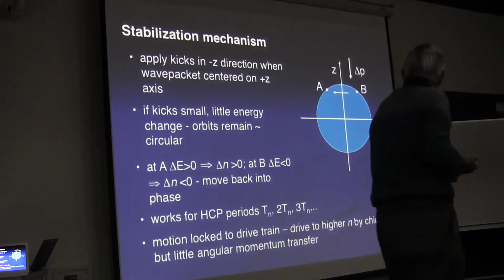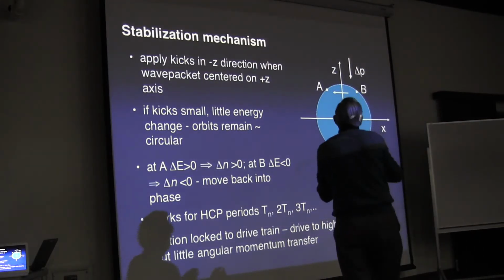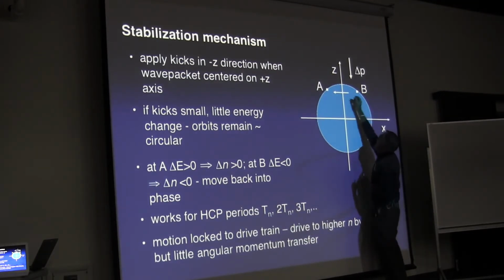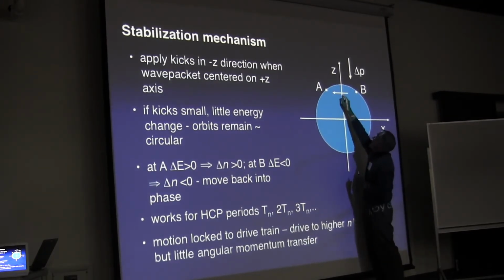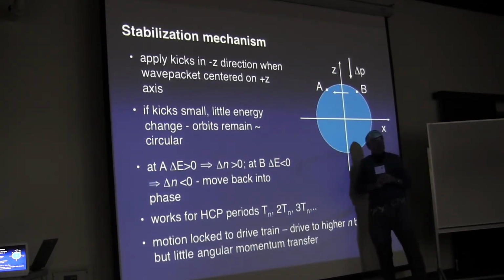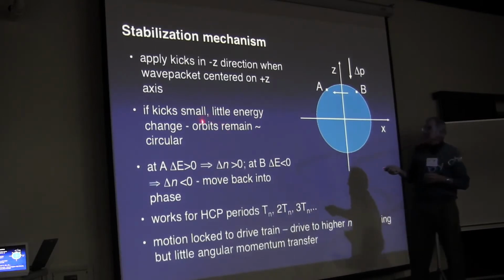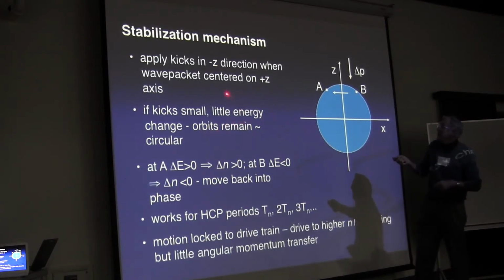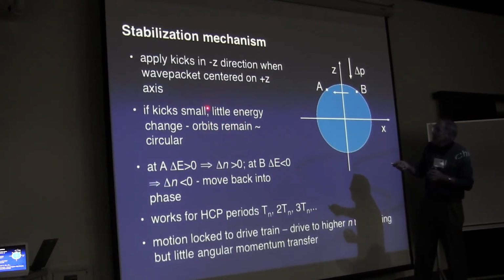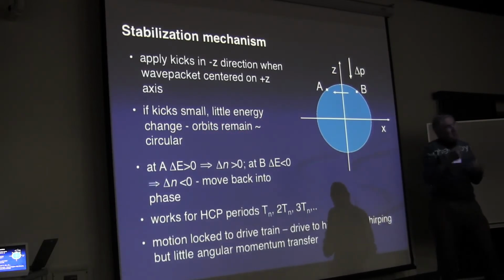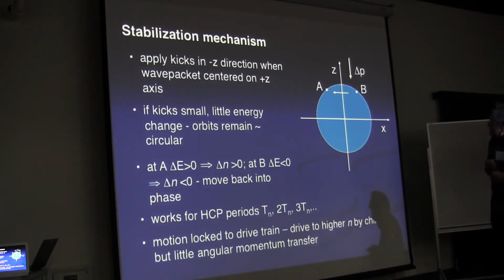Now, that's the hard way of picturing it. Physically, what actually happens? Well, it's much easier to think about it. We have a wave packet that's moving in a circle, right? And when it gets to here, when it's localized on the plus z-axis, we give it a kick in this direction, towards the nucleus. Now, the kicks we use are small. I was telling you, 1% of momentum, a few percent of momentum, okay? So that means that little energy transfer will occur. So the orbits are going to remain about circular. So as I keep kicking it, the orbits are going to remain about circular.